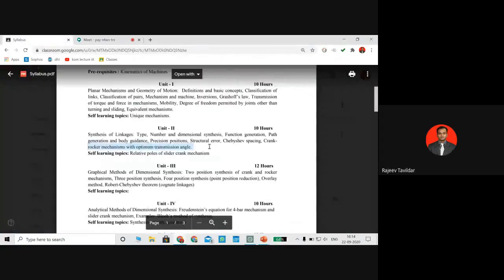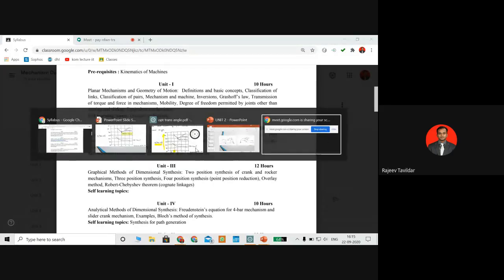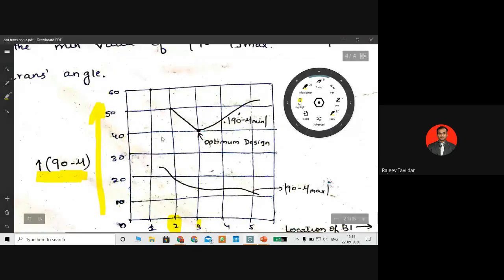If you see, what we are doing is only the crank rocker mechanism with optimum transmission angle. So the question could be of this type: to explain with neat sketches the detailed procedure for obtaining the optimum design for crank rocker mechanism.